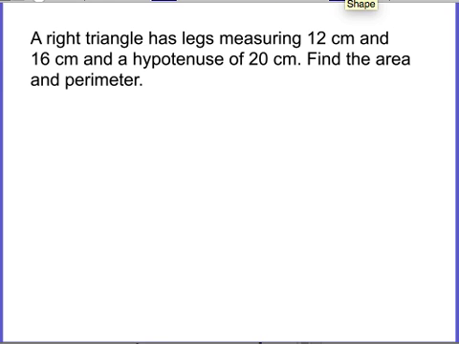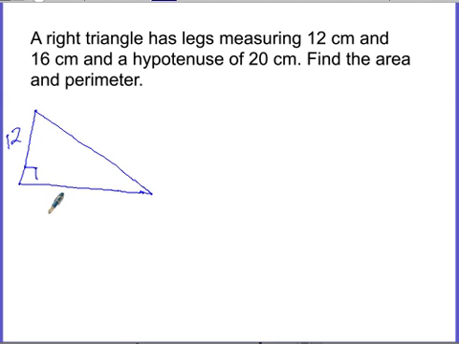A right triangle. What does a right triangle look like? It has a right angle. Forgive my drawing, I'm not a good artist. If we pretend this is a right angle, we'll call that a right triangle. A right triangle has legs. The legs form the right angle, so legs that measure 12 and 16. And a hypotenuse, which is 20. The hypotenuse of a right triangle is always across from the right angle.